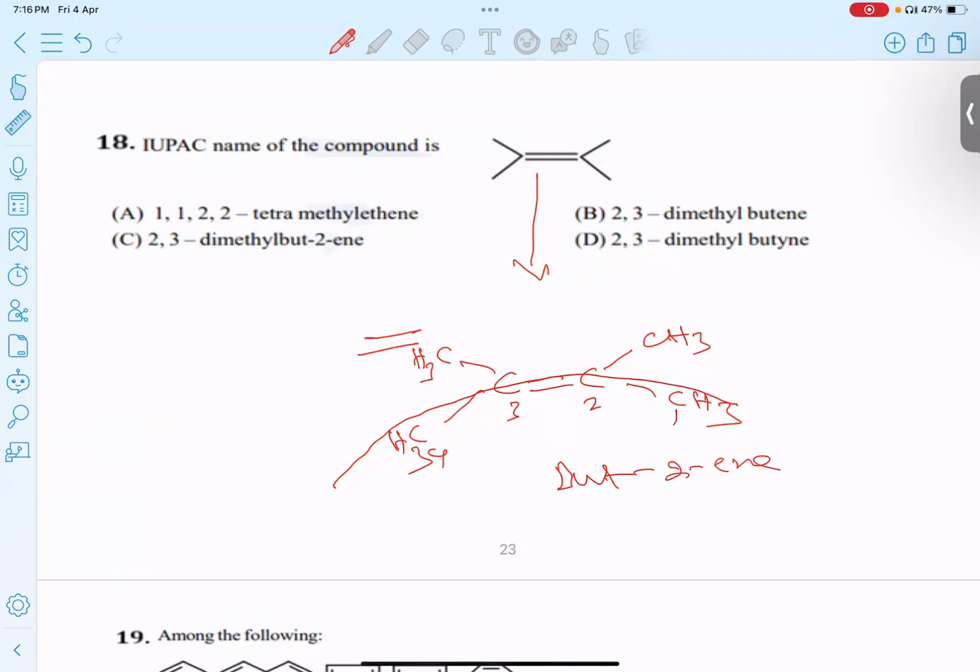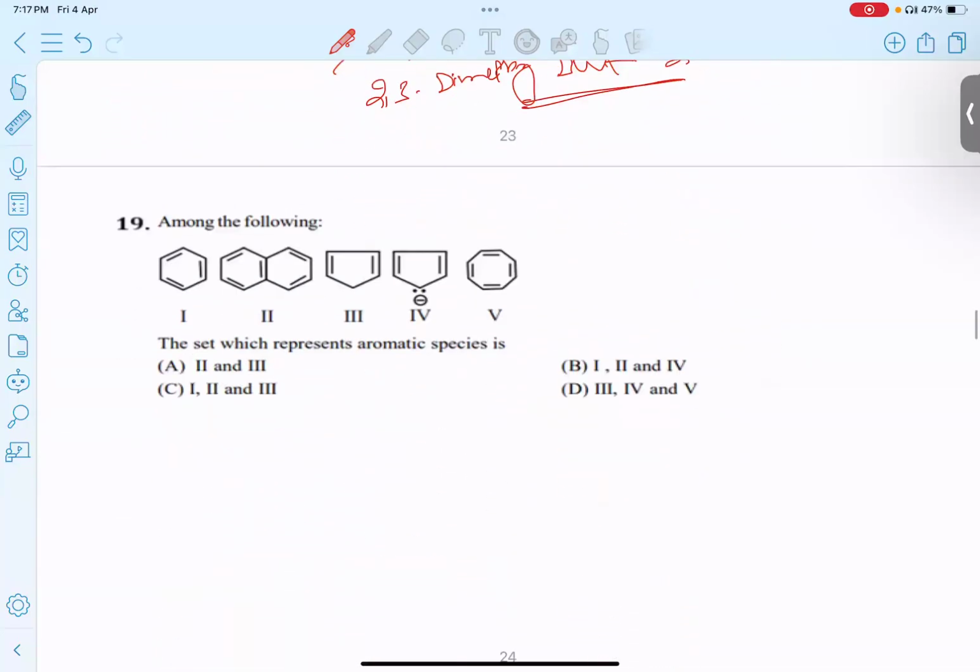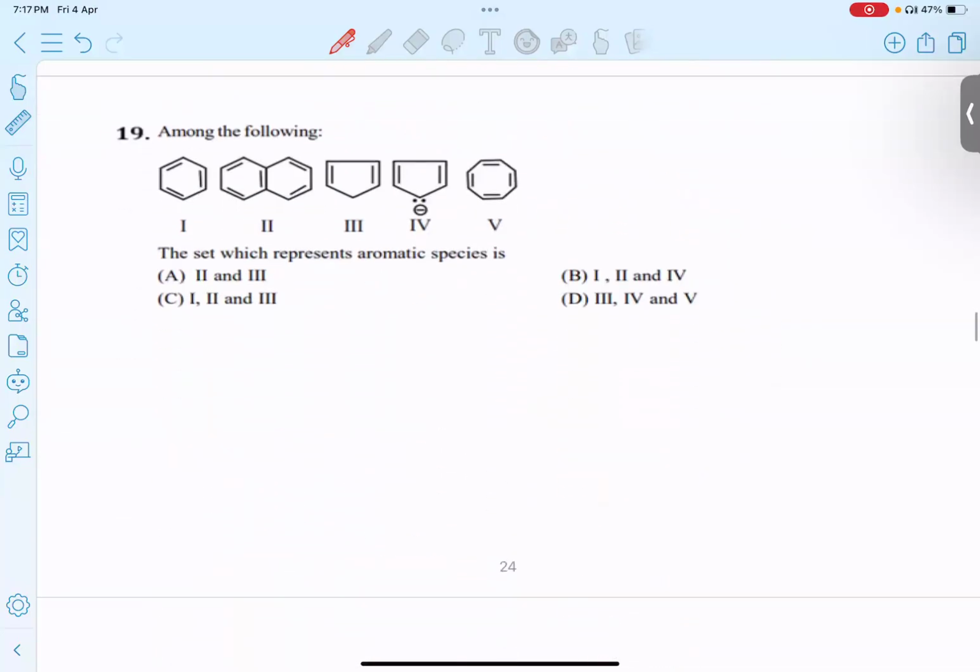That is but-2-ene, the parent compound. Substituents are attached at 2 and 3. The compound name is 2,3 dimethyl but-2-ene. Option C is correct. Next question. Question number 19.